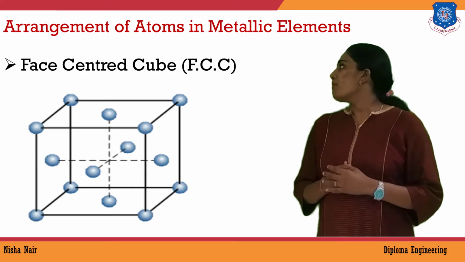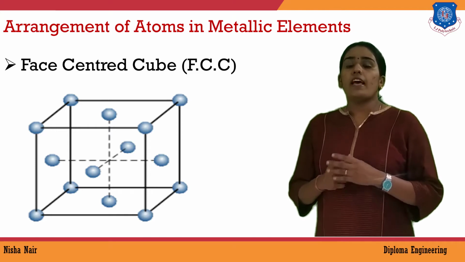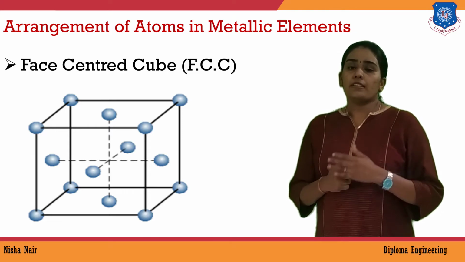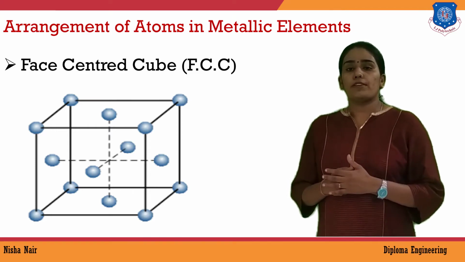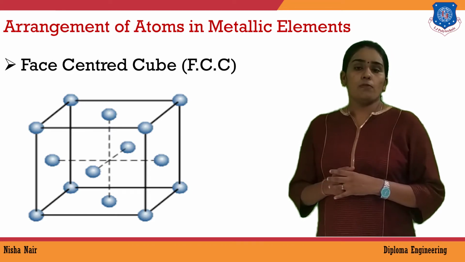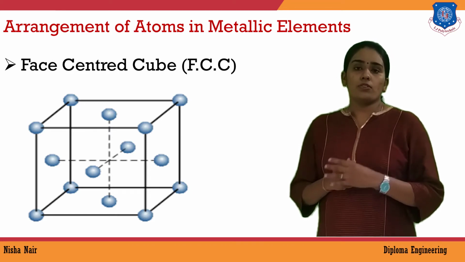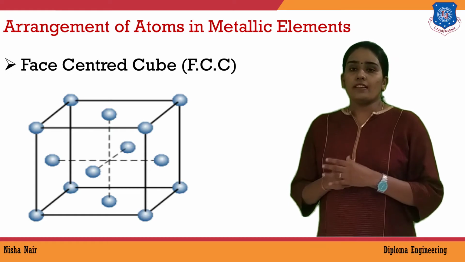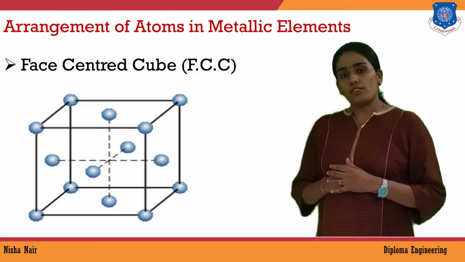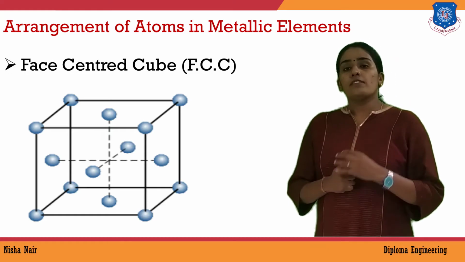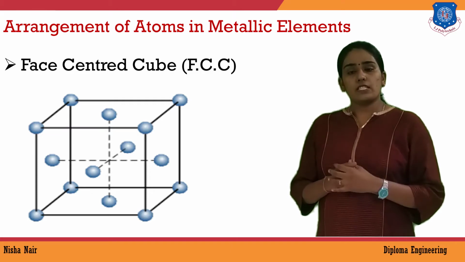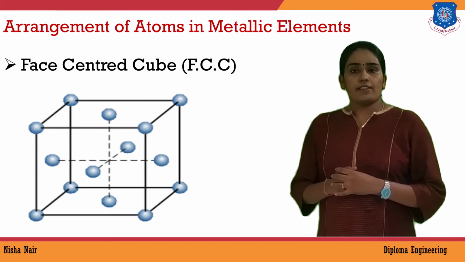Examples of face-centered cube are aluminium and copper. Aluminium metal and copper metal show the face-centered cube structure. That means in those metallic elements we can see atoms on the 8 corners of the cubes and on the center of the face, that is, on the 6 faces we can see the atoms.